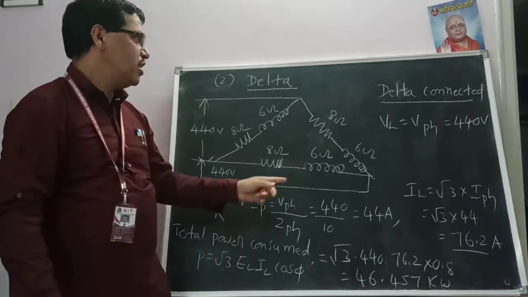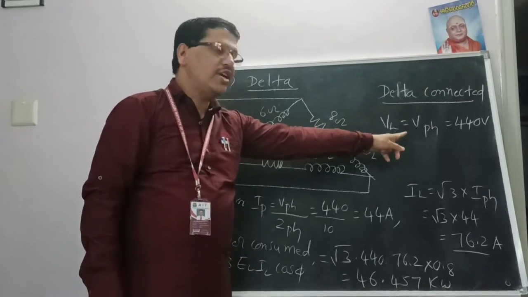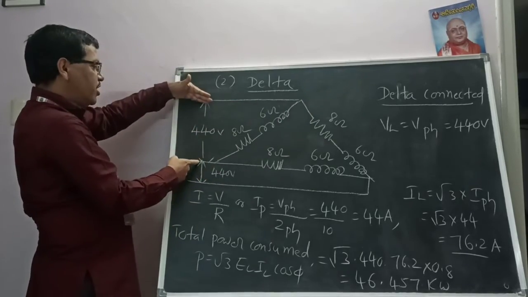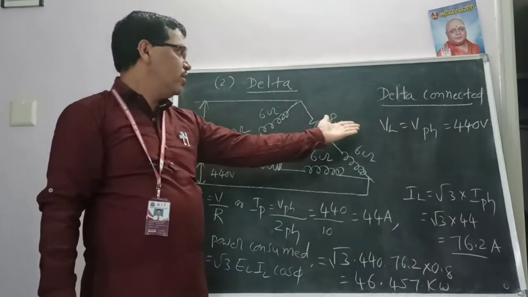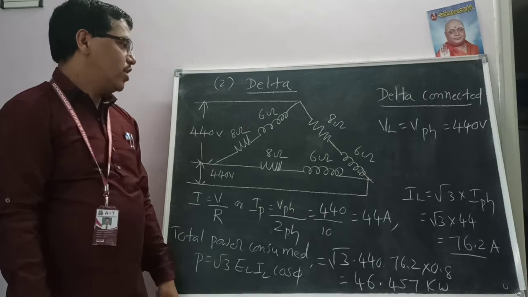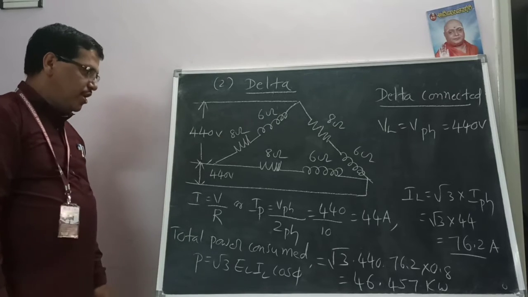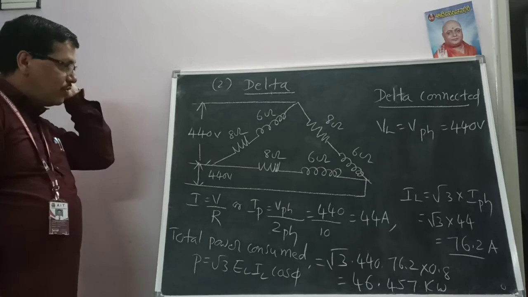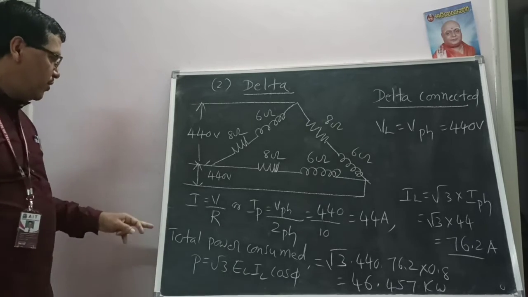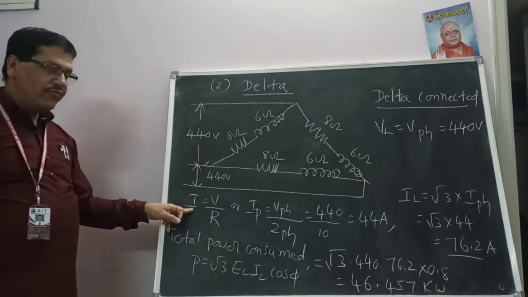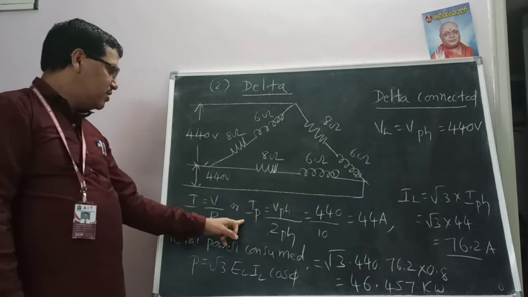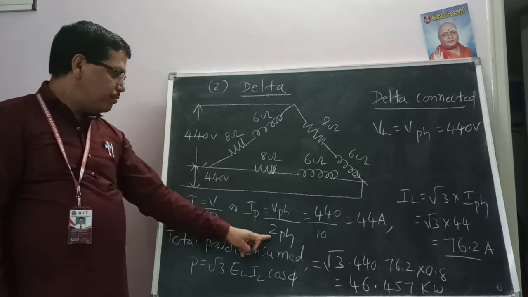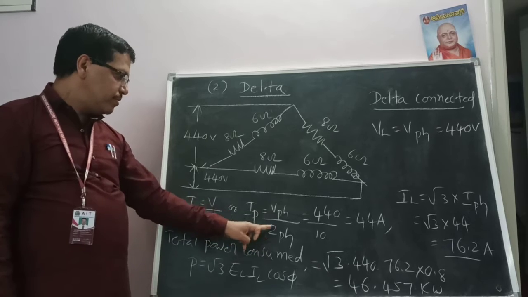In delta relations, the line voltage and phase voltage remain the same. You can check this phase voltage, which is the same, and this line voltage, which is also the same as given. VL is equal to V phase, 440 volts. But the equation differs in the case of current values. To calculate the phase current, we first analyze. I is equal to V by R, and also I phase is equal to V phase divided by Z phase. In place of R, here the impedance is Z, that's why V phase divided by Z phase.